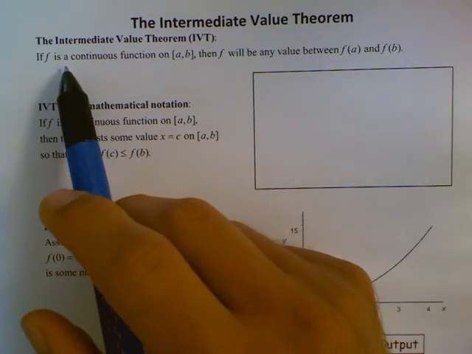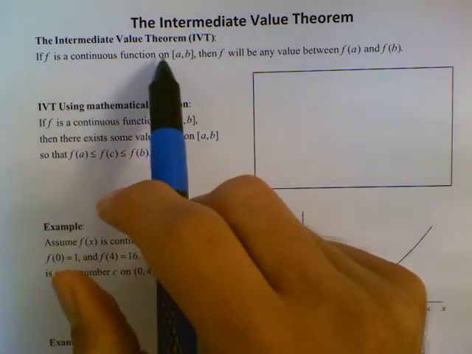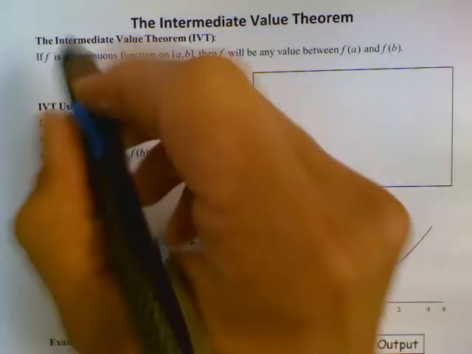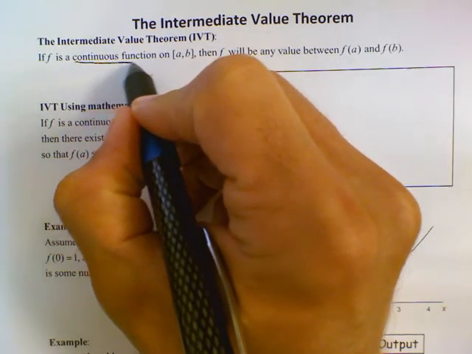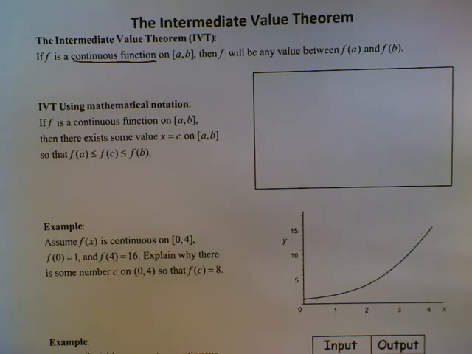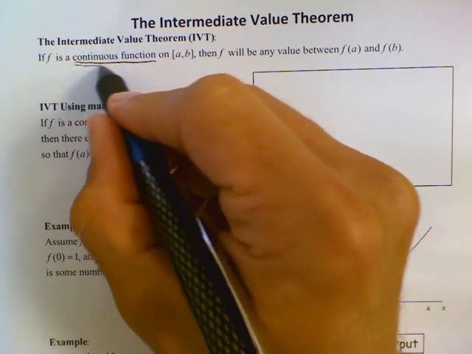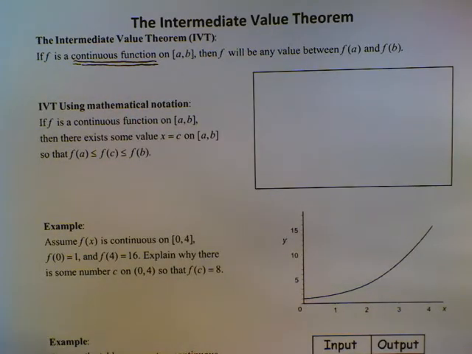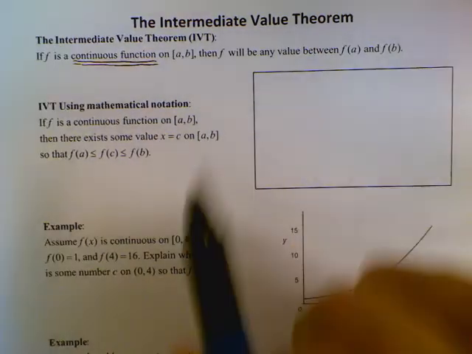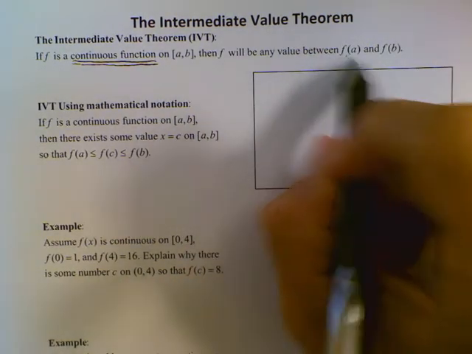So in words, if f is continuous, the first thing that you have to do is solidify that f is continuous. Okay, you have to mention this in most of the examples that we give you in AP Calculus. So we've got to say first it's continuous, then f will be any value between those two endpoints, f of a and f of b.